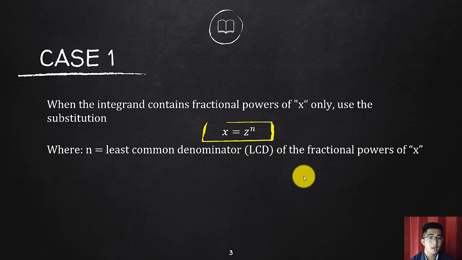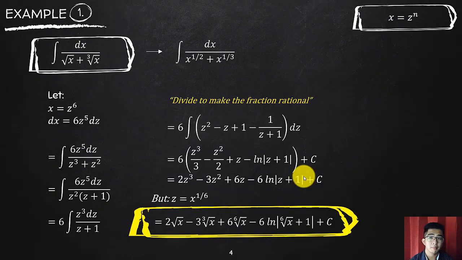Okay, so this time our term or our function is simply x. We are only going to substitute it with a variable that is z raised to n, n being the LCD of the fractional powers of x. Meaning, there must be multiple terms with a base of x raised to fractional exponents of different degree. Okay, so let's have that in problem number 1.